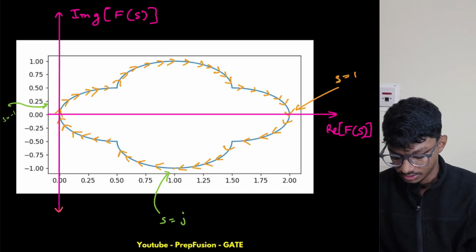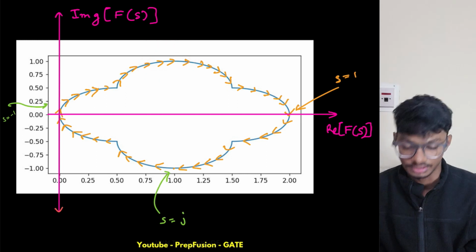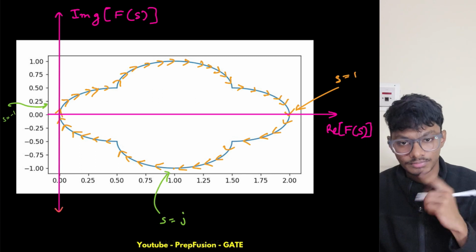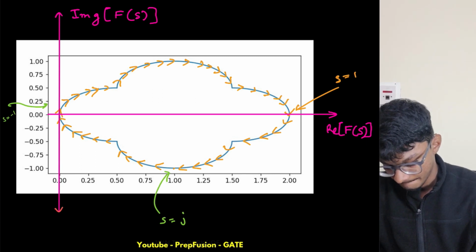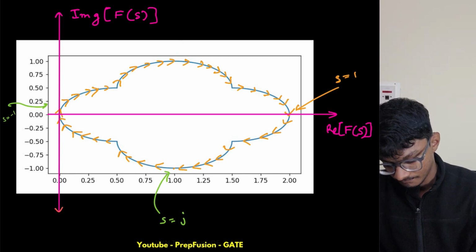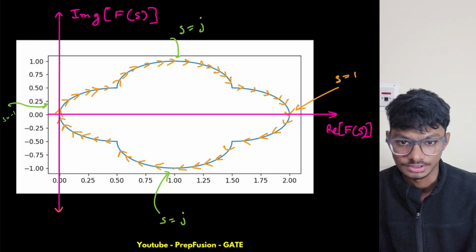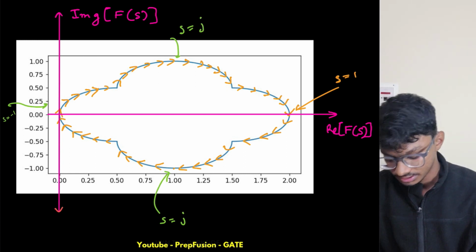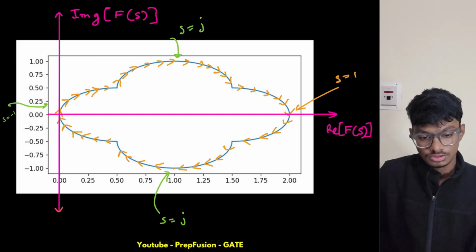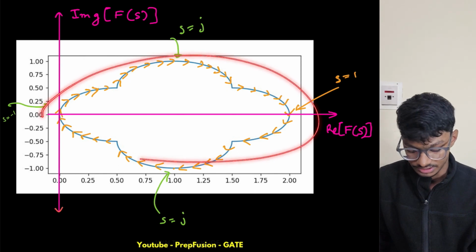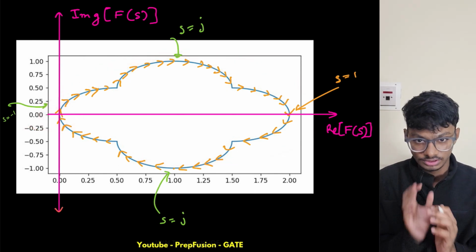Okay, so at s equals minus 1. Now here, at this point again, if I put s equals minus j, I'll get 1 minus j, right? Sorry, 1 plus j. So this is 1 plus j. So yeah, this is this plot. Now, notice here, this is clockwise and this is touching the origin. Those are the things that you need to observe.